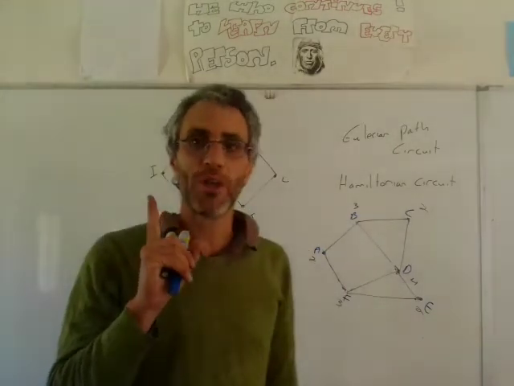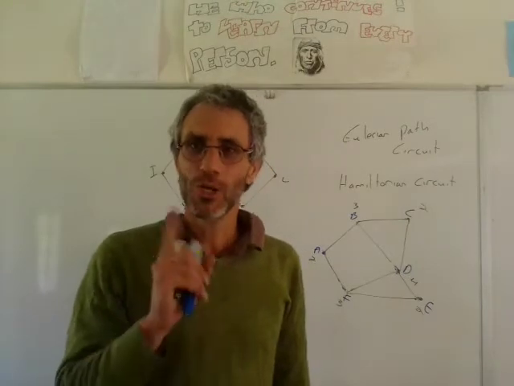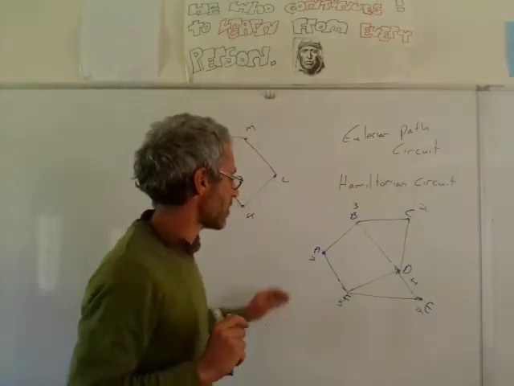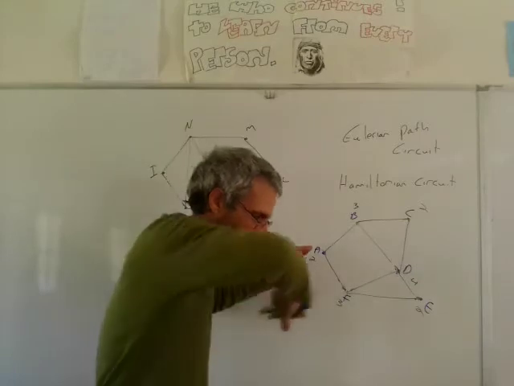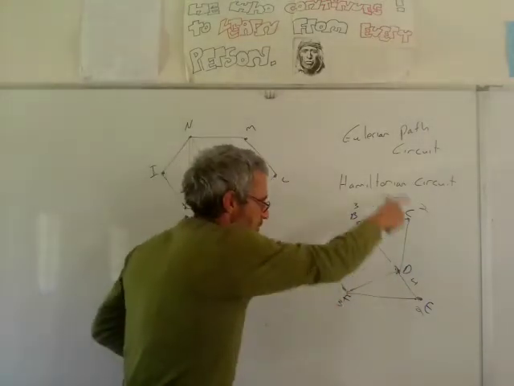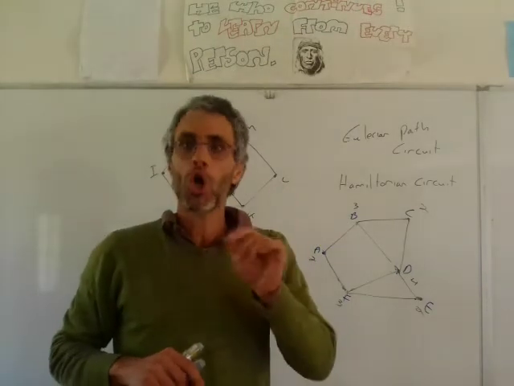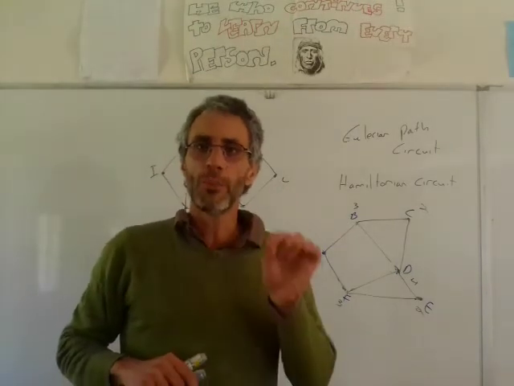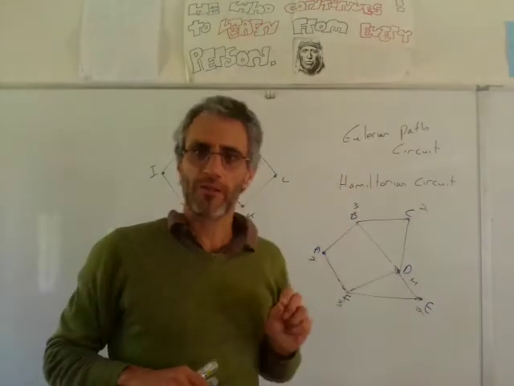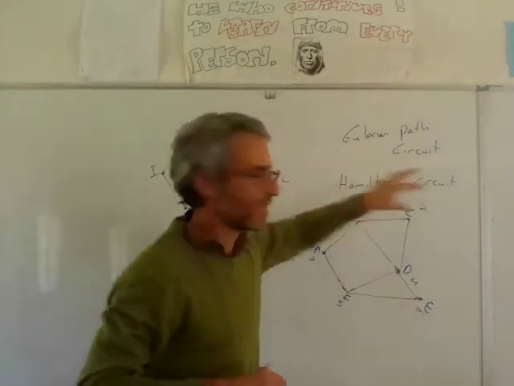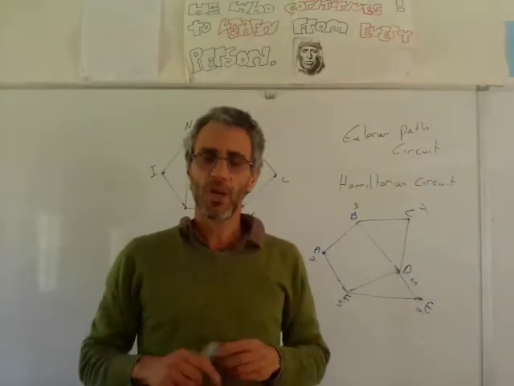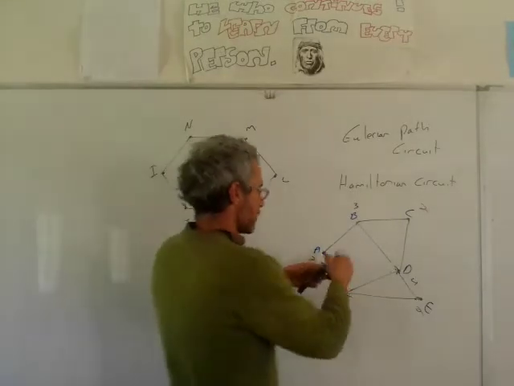However, I can have an Eulerian path. What is an Eulerian path? An Eulerian path is, again, a sequence of edges going through the graph, not repeating any edge, going through all the edges, but it's not a circuit. It's a path, meaning I start at one point and end at another point. So let's start from B.